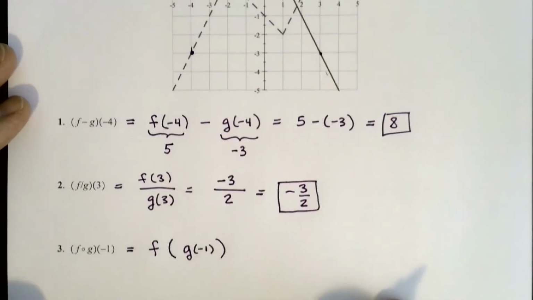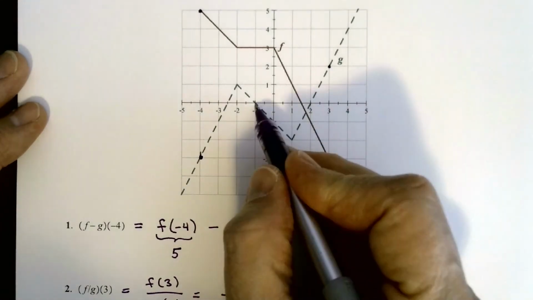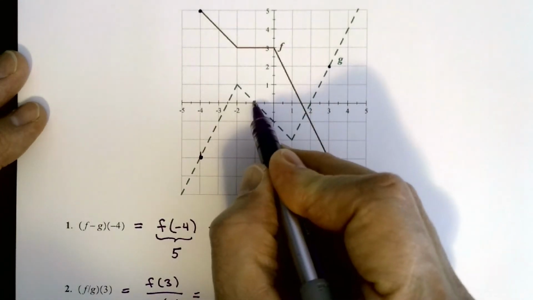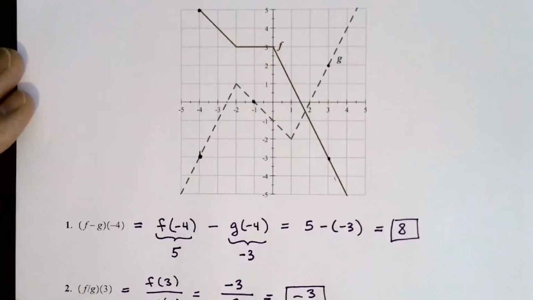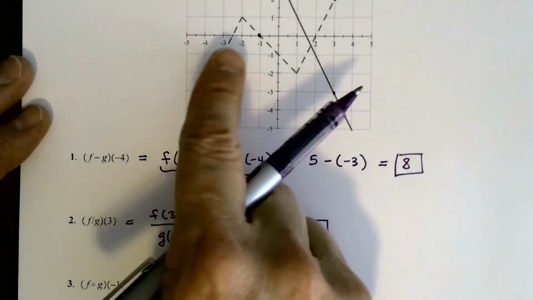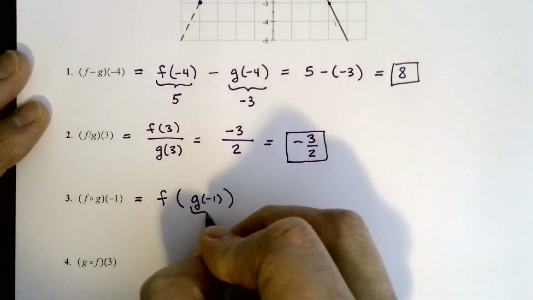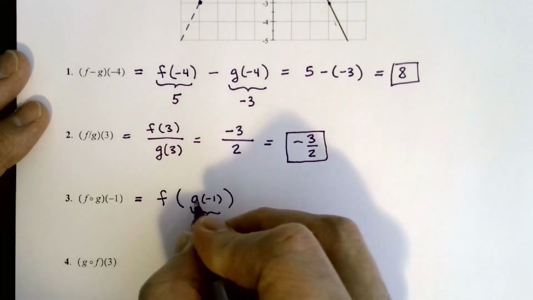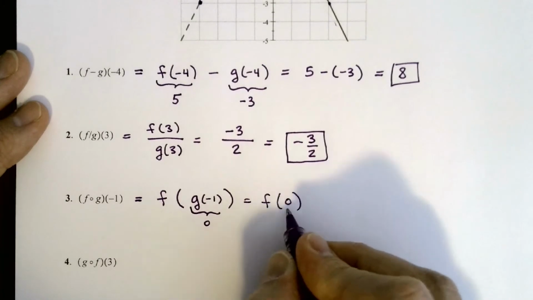So what is g of negative 1 here? G, remember, is the dashed line. What is g of negative 1? Right there, negative 1, the y-coordinate is 0. G of negative 1 is 0. Does everyone see that from the graph? G of negative 1 is 0, and so this quantity here is 0. Again, this is not f times 0. This is f of 0.